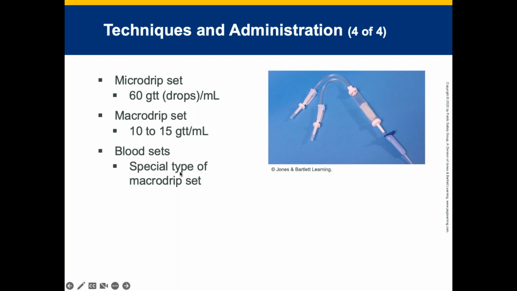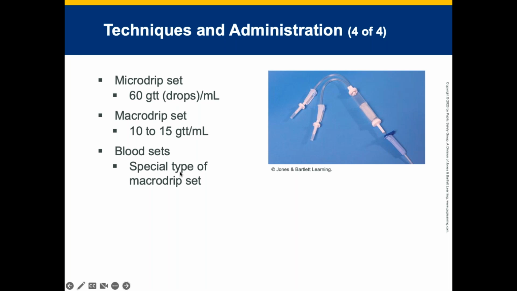All right, so let's go over the different sets. So a micro drip set allows 60 GTTs. GTTs are drops per ml. So a small needle-like orifice inside the drip chamber. Wish I had a better picture of one here, but I'll show you guys all this on Sunday. Ideal for medication administration or pediatric fluid delivery and easier to control the flow.